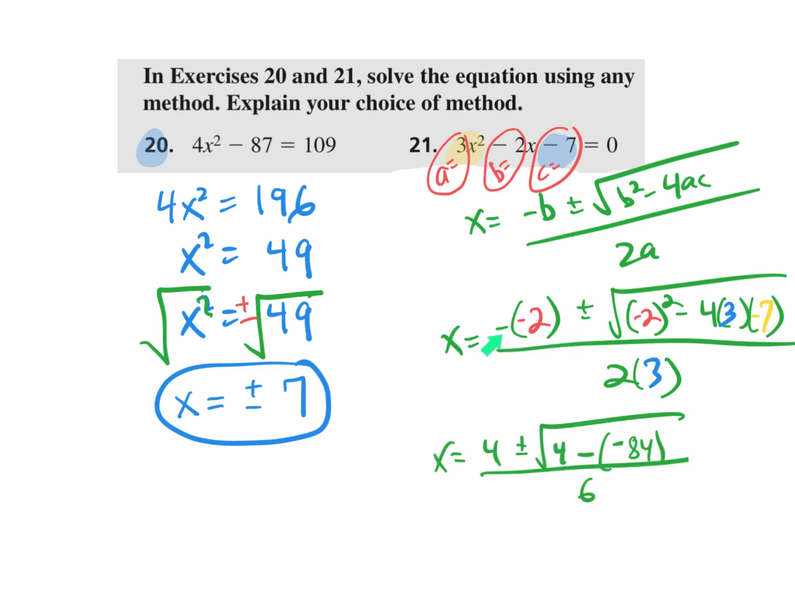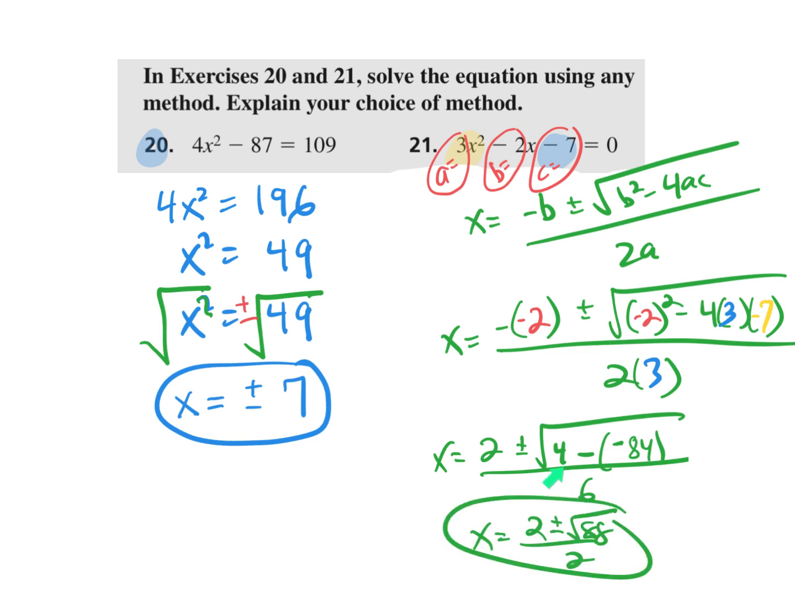So x is the opposite of a negative 2, which is positive 2. And then negative 2 squared is 4. 4 times 3 times negative 7 is a negative 84. We're subtracting in the negative 84. And we're dividing on that quantity by 6. So we'll just stop there. 4 minus negative 84 is 88. So 2 plus or minus root 88 over 2.